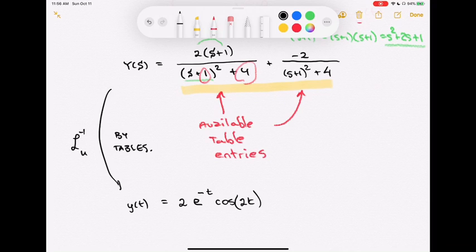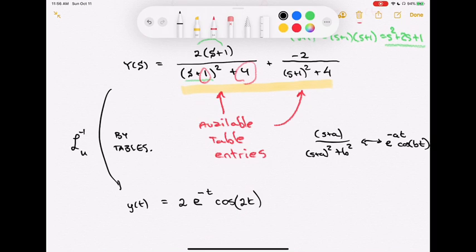This becomes obvious if you just take a look at the entry. It has something like an s plus a over an s plus a squared plus b squared. This thing has a transform of an e to the minus a t cosine bt. That's the table entry I'm using here.